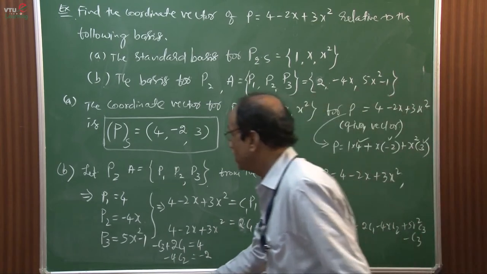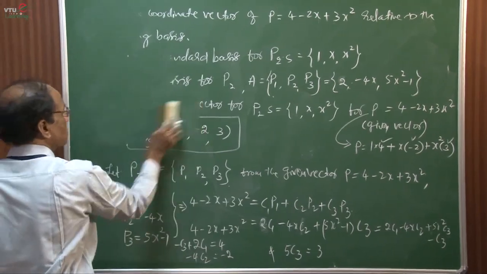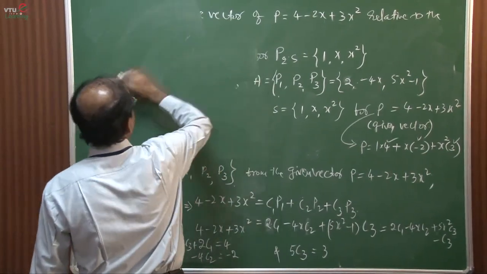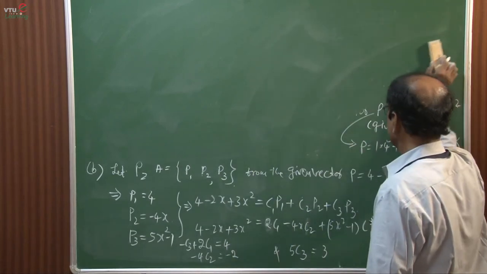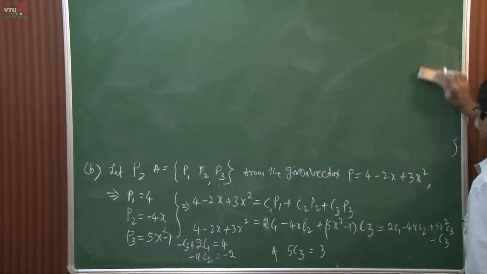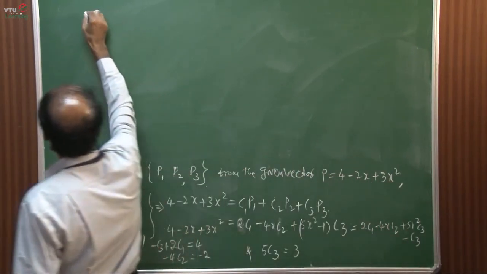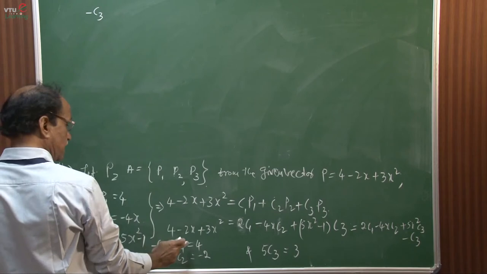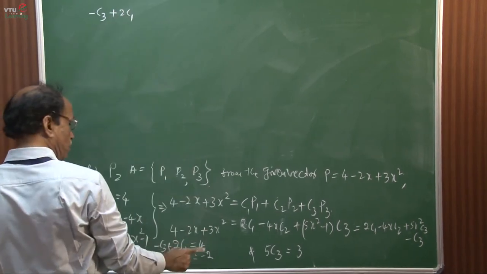Therefore, you can collect all three equations by comparing the three values. We will verify how these three constants will become the coordinate vector. Okay, the first calculation: minus c3 plus 2c1 is equal to 4.